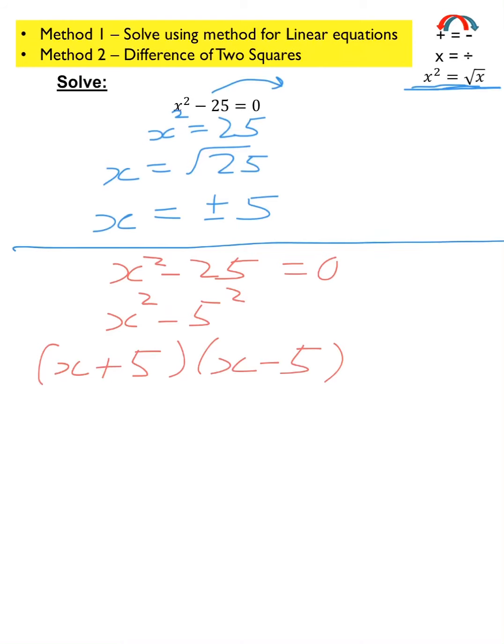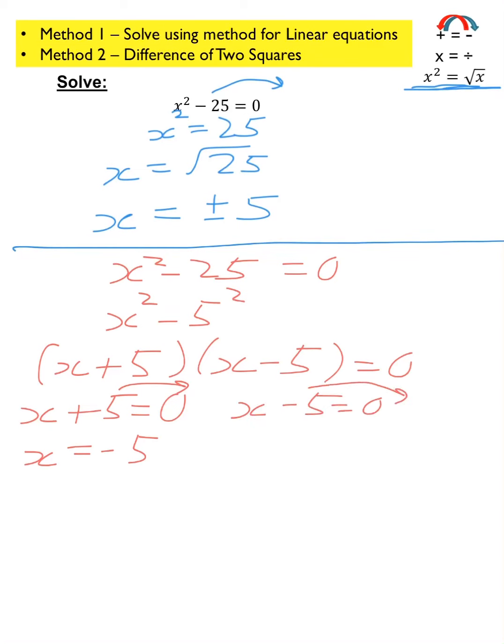equal the terms to 0 now. So I have x plus 5 equal to 0, bring the 5 across, so x equals minus 5, and x minus 5 equal to 0, bring the minus 5 across, so x is equal to 5. So you can see the exact same answer, 5 or minus 5.